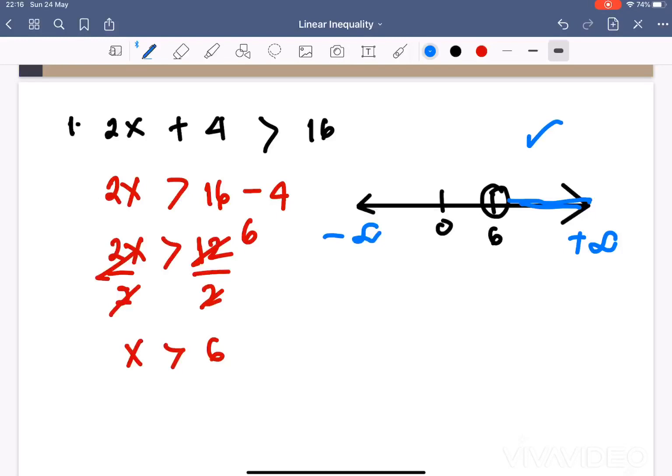Now, how are we going to write that in interval notation? If this is the left side and this is the right side, we always start with the left. Since 6 is not included, or since it's an open circle, we will use parentheses. We will start at 6 and end at positive infinity. So this is now the interval notation.